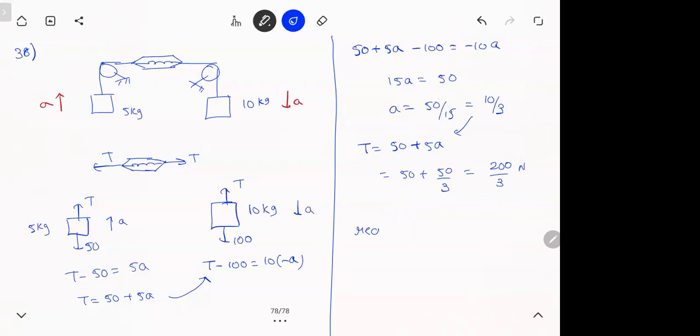So what is the reading? Tension by g, na? 20 by 3 kg. So this is what the spring balance will show. It will not show 5. It will not show 10. It will show something in the middle. So like I told you, the spring balance measures tension in the string. Got it? So this is what you have to do.